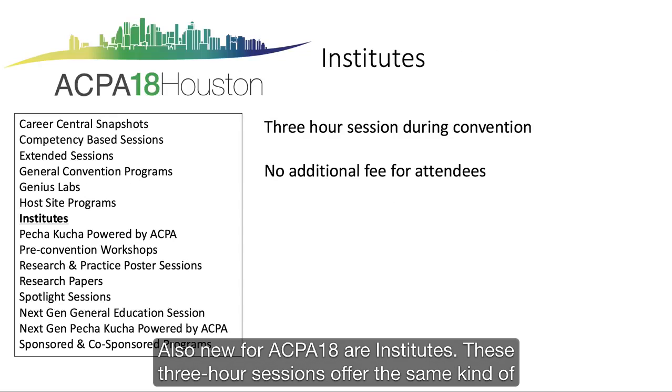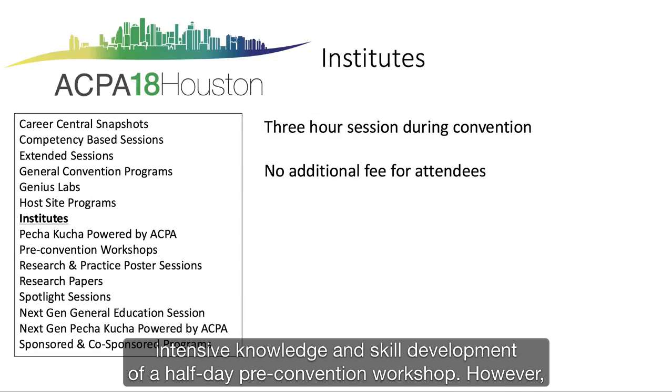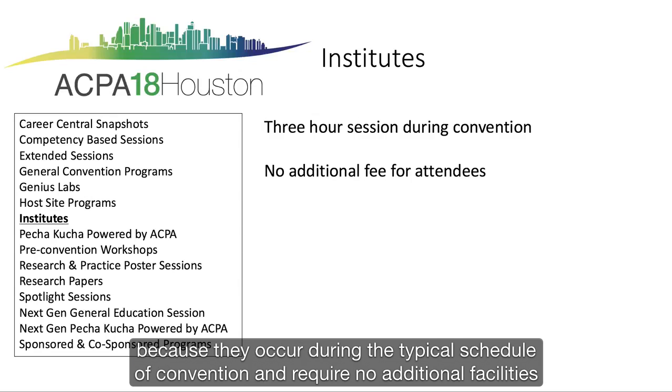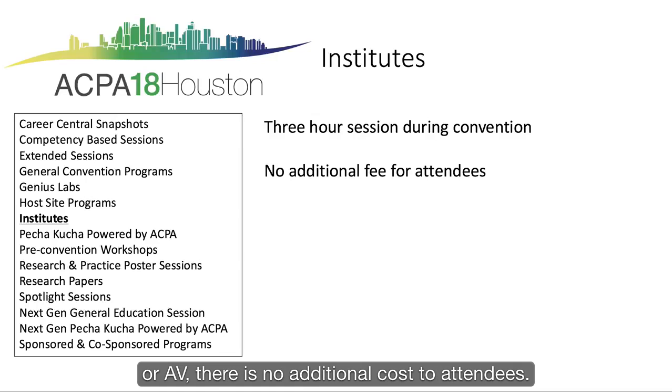Also new for ACP 18 are institutes. These 3-hour sessions offer the same kind of intensive knowledge and skill development of a half-day pre-convention workshop. However, because they occur during the typical schedule of convention and require no additional facilities or AV, there is no additional cost to attendees.